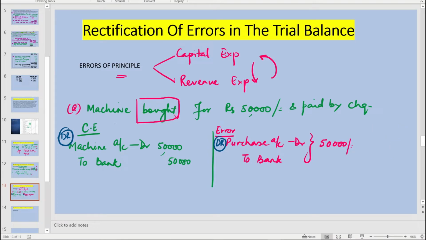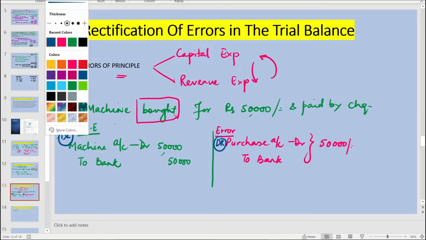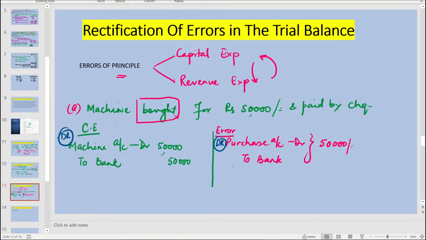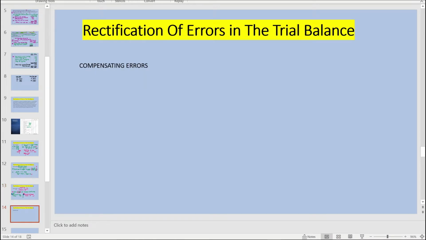So instead of taking it as an asset, we have taken it as a revenue expense. So it is a capital expenditure, not a revenue expenditure. This is one of the types of errors which is made very frequently. Going to the next one, compensating errors. Now, what are compensating errors?